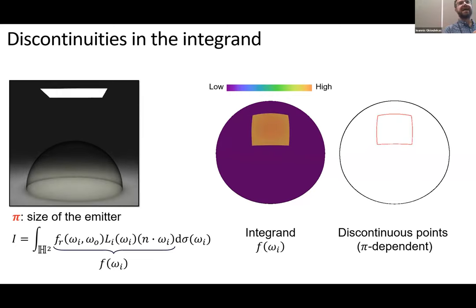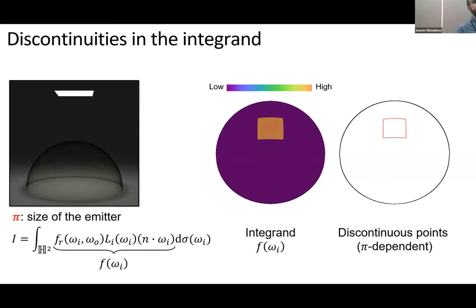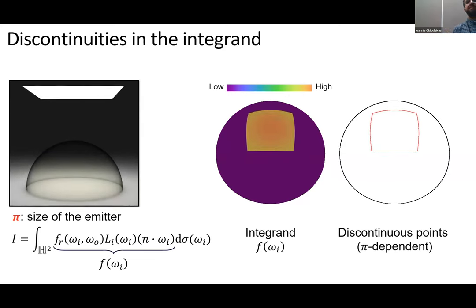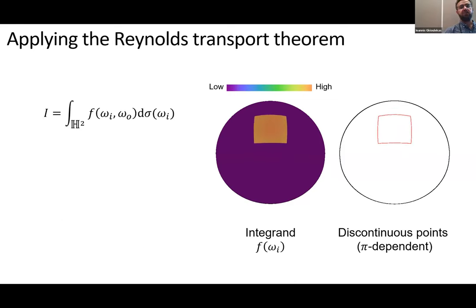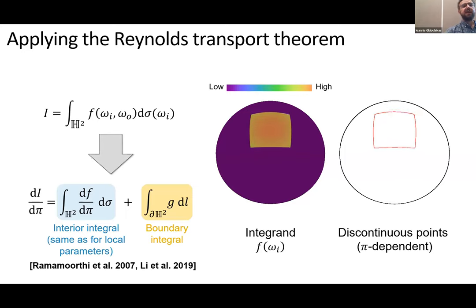If my unknown is exactly stretching or compressing this emitter, that induces a discontinuity in my integrand, so I need to take that discontinuity into account. I will end up differentiating this and getting two integrals I need to estimate: an interior integral, pretty much the same as the one I saw for the local parameters, and an extra integral that says go and integrate along these discontinuities.